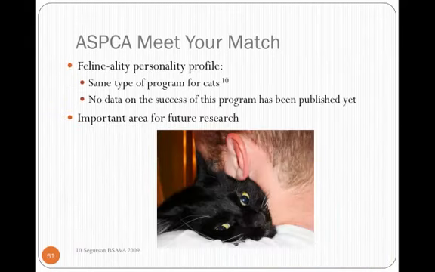They also have one for cats. It's called the Feline-ality. Same type of program. The cats are assessed, put in a different area or a different category, and then owners or potential owners are encouraged to match within that. And again, no data of the success of this program has been published yet. There's a lot of anecdotal information out there that's showing that their re-relinquishment rates have decreased once implementing these programs, but again, nothing's been published yet. And again, this is another area of research that's going to be going on at Purdue to try to get some of this data published.